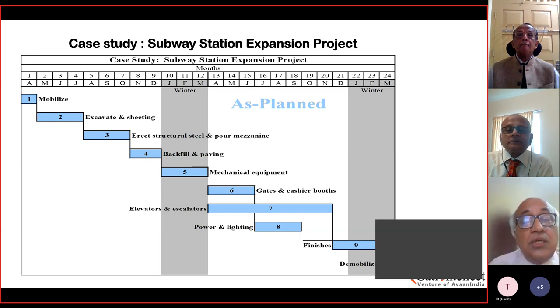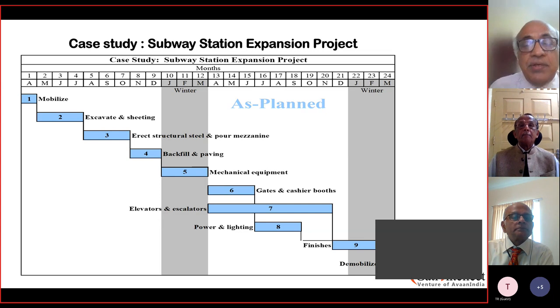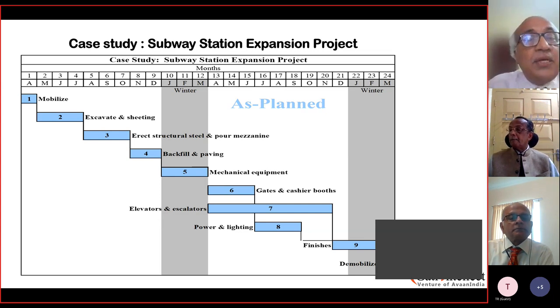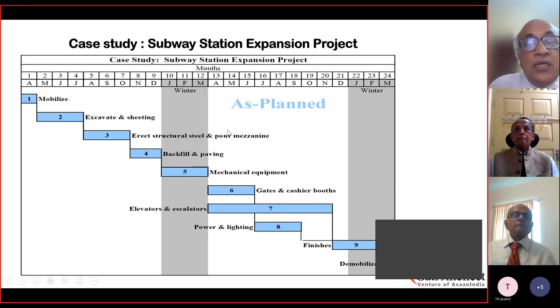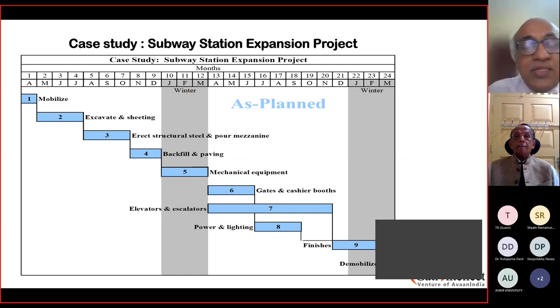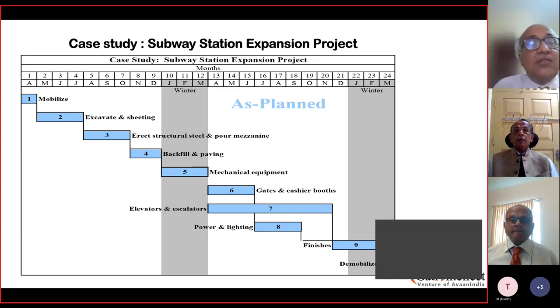Sorry. Yeah. So we briefly explained to you earlier about the PERT CPM charts. This is a project activity planning where the project is a construction project, which is a subway extension planning project. There is a contractor who is tasked to complete this project. So there are 9 activities. The first one is the mobilization of resources. The second is soil excavation and sheeting. Then third is to erect the structural steel, the fourth is backfill, and then the mechanical equipment usage. Then you have 6 and 7, which can run simultaneously.